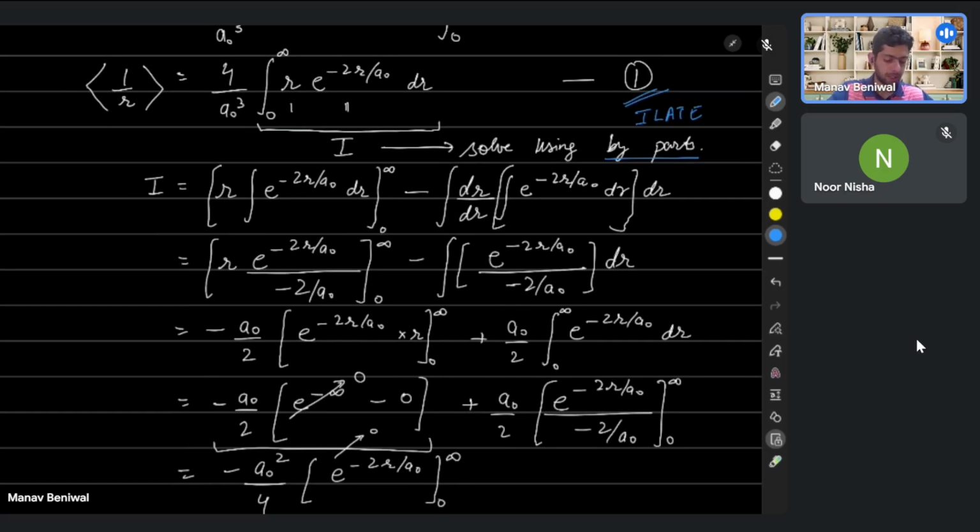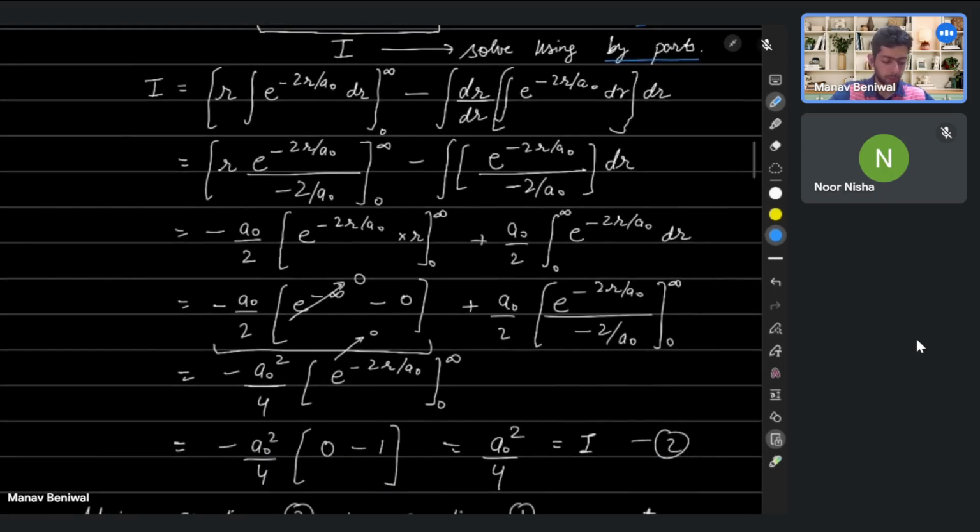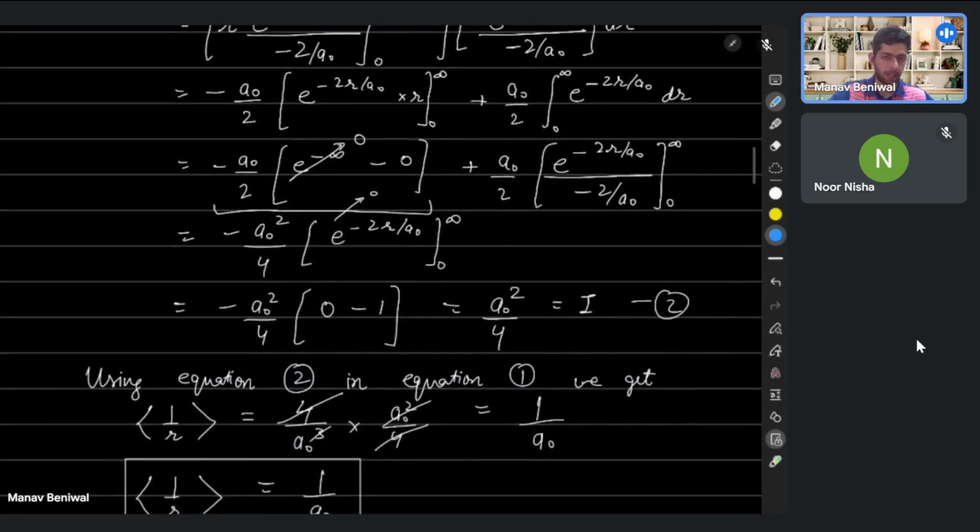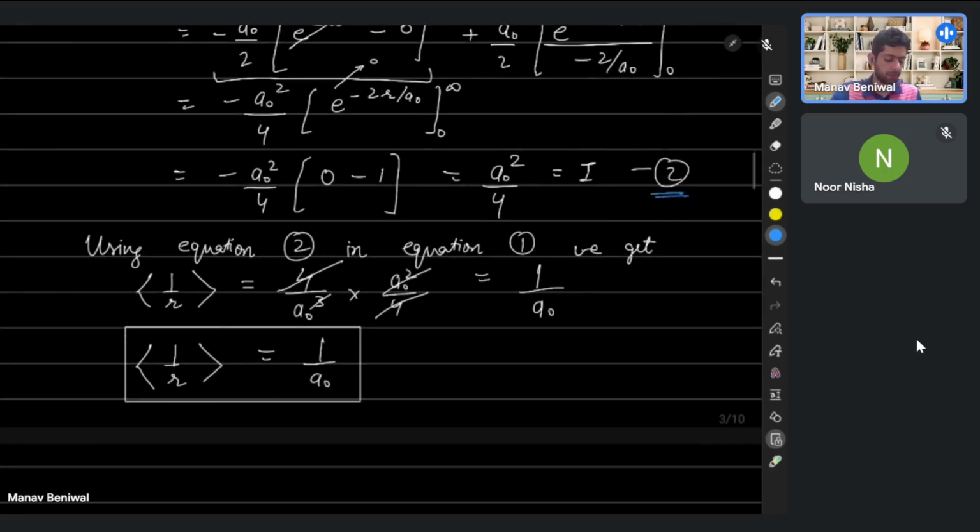So here, once we have named our functions as 1 and 2, we can write our integral I as first function times integration of second function, minus the integral of differentiation of first function times integration of second function, and then integrate over the entire thing. Then it's just a matter of putting in the limits, and we get the value of I to be a naught by 4, which is equation 2. Then we just substitute the value of equation 2 in 1, and we get the expectation value of 1 over r.